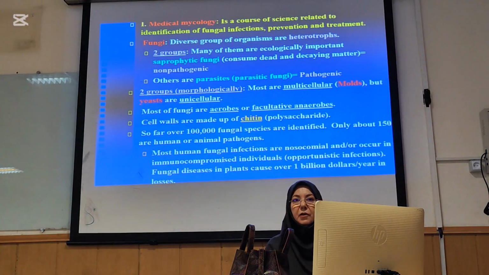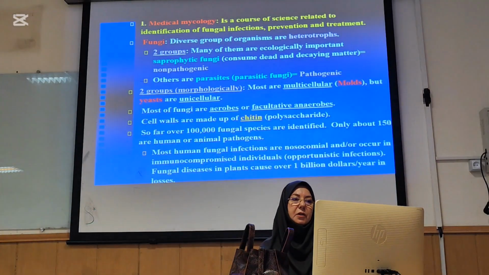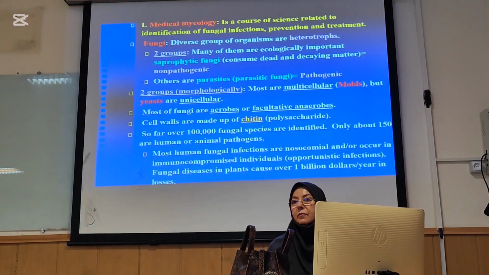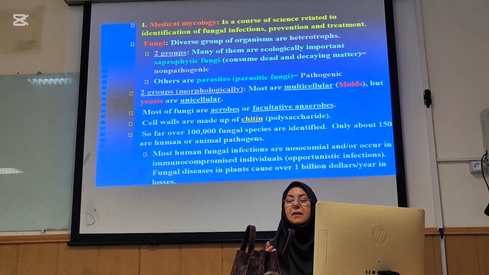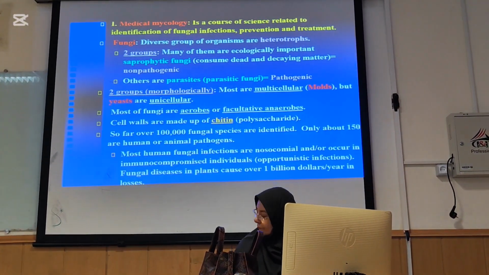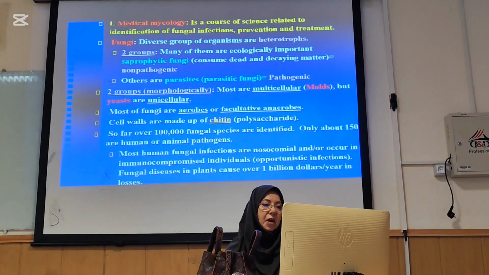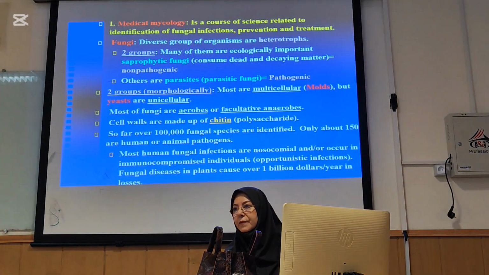What are fungi? Fungi is the plural name of fungus. Fungus is a single form of fungi, and fungi means all of the organisms that we name fungi in the world, in microscopic form and macroscopic form. So we can say that fungi are a diverse group of organisms, all of them heterotrophs.